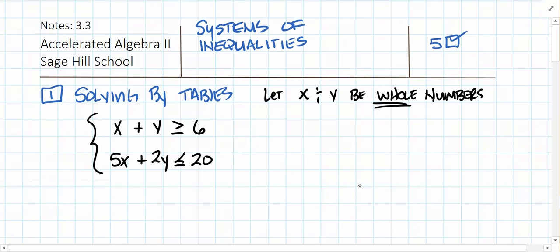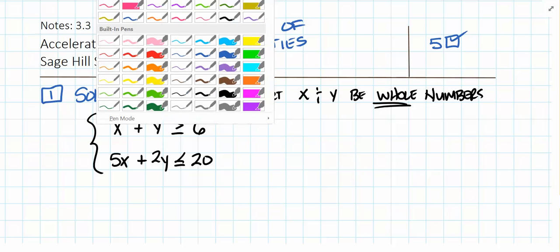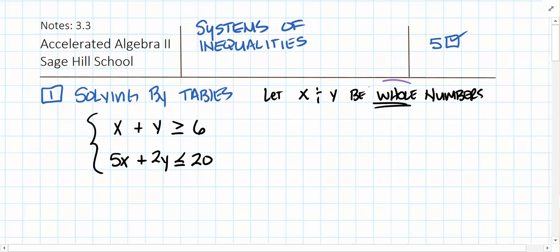I want you to do this. I have this system down here: x plus y is greater than or equal to 6, and then 5x plus 2y is less than or equal to 20. So here's what we're going to do. x and y are only whole numbers. What do I mean by that? No decimals, and they're not negative. You guys know that, right? Whole numbers are 0, 1, 2, 3, and so on.